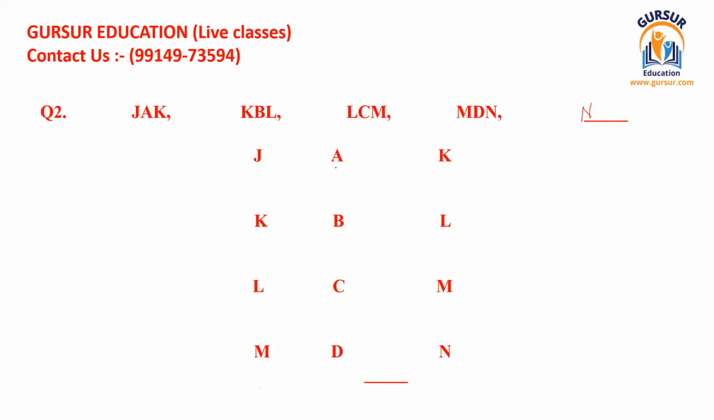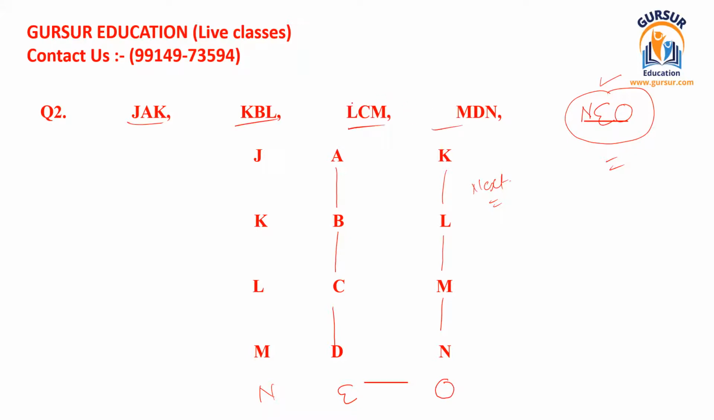The second is simple: A, then B, then C, then D. Certainly here shall be E. So we are writing here E. Then K, L, then M, N, then here should be O, because this is just the next letter in the alphabetical series. So this shall be NEO. NEO should be the possible combination which we have found on the basis of examining the relationship between these four elements. So this is how the questions regarding alphabetical series or letter series are solved.